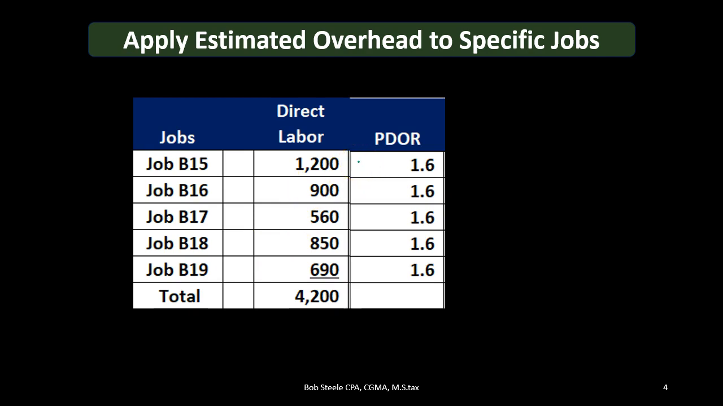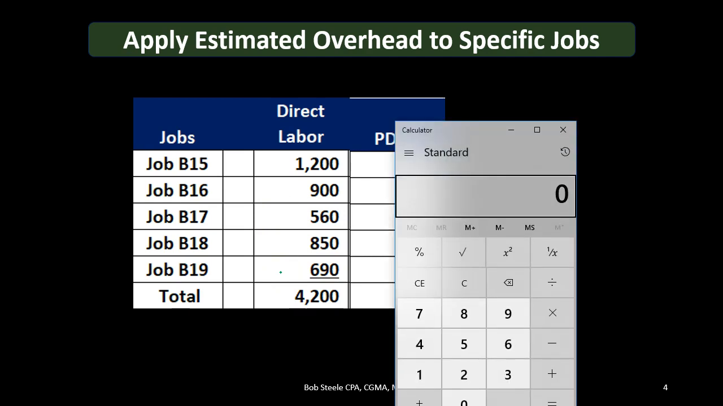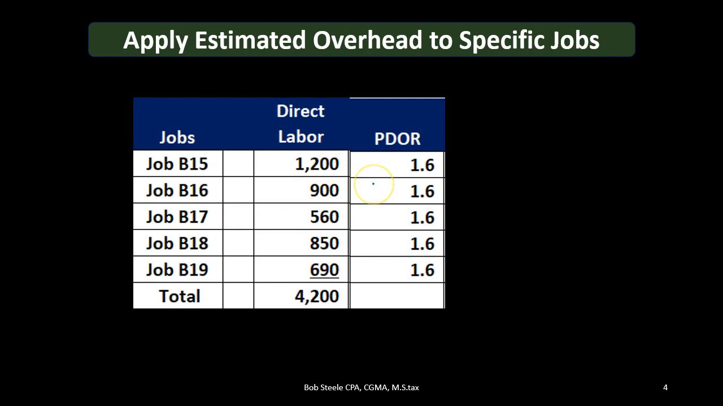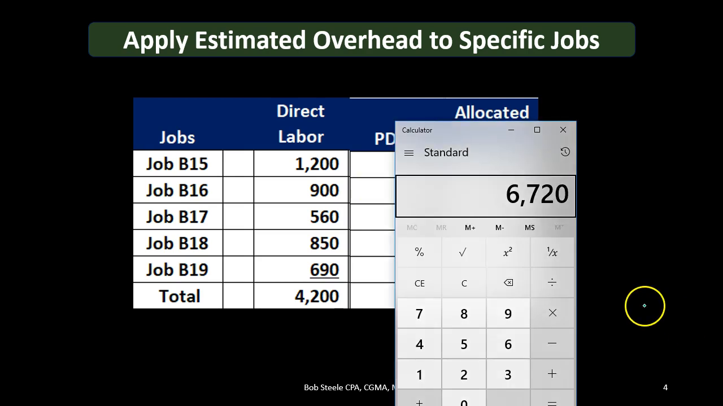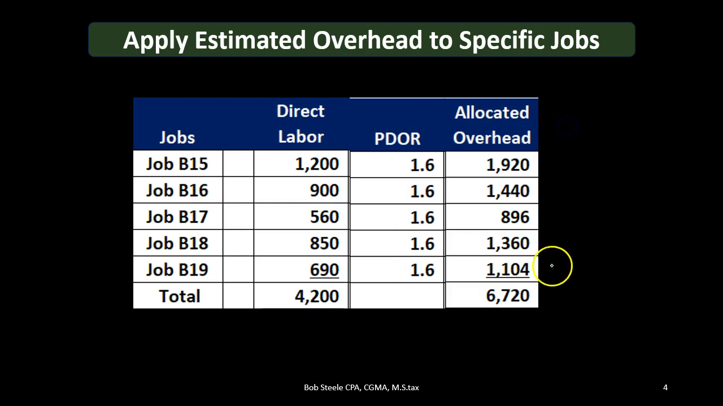So note that this predetermined overhead rate can be applied to the total here, meaning if we look at the direct labor for all of the jobs, we've got the 4,200 summing up all the jobs. We can take that, of course, and multiply it times the 1.6. So we can take the 4,200 times 1.6, and that'll give us the 6,720. And we can multiply each one of these jobs to give us a total for each job that's going to total up to that 6,720. And so that's going to be the total.